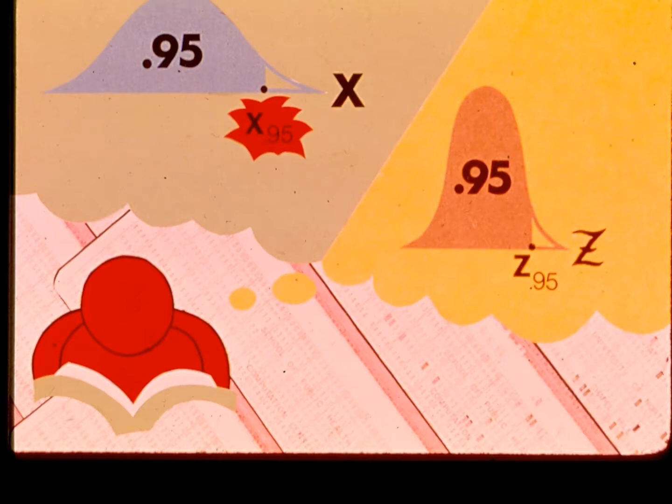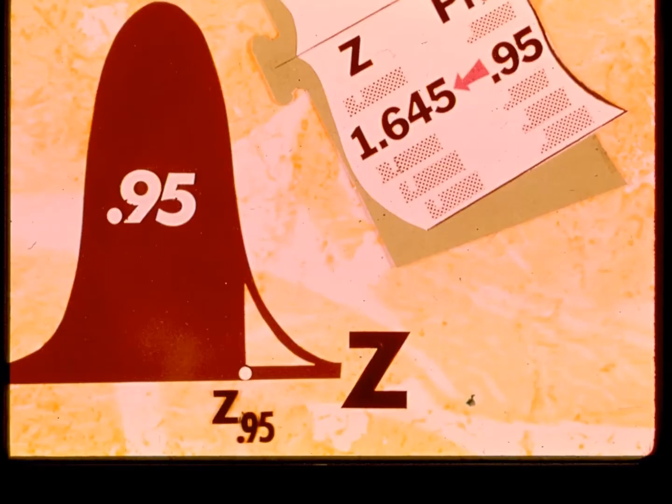Now, to get this percentile for X, we first find a percentile for Z. To do this, we consult the same Z tables that we use to find probabilities. Here's how to do it. In the Z table, read down the probability column instead of the Z column until you find the probability under consideration, in this case 0.95. Then go over to get the percentile of Z, in this case 1.645. This is the value of Z below which 95% of all Z values lie.